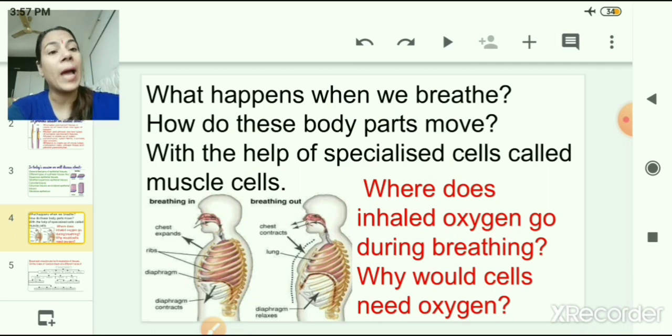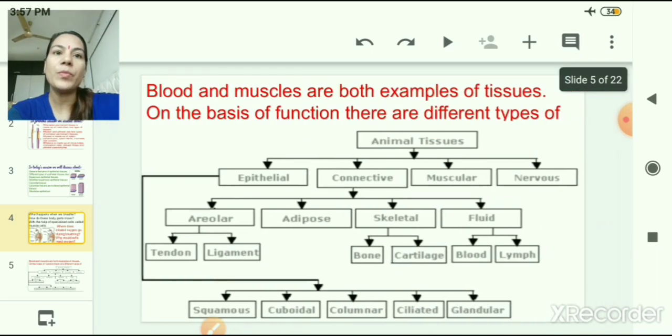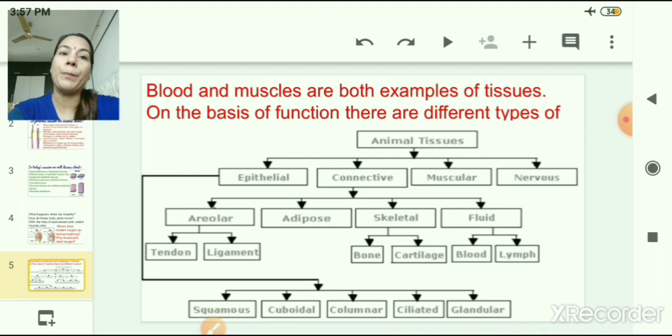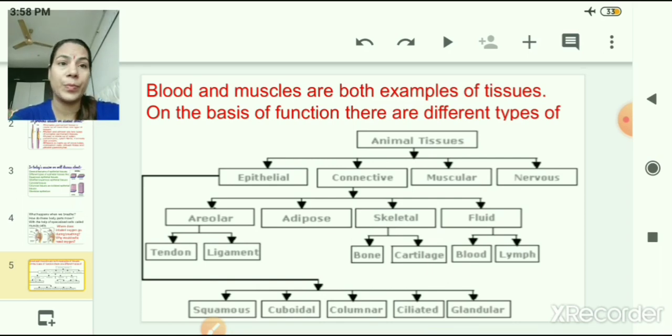And then what happens with this oxygen in the cell? If you remember, children, in our previous chapter, chapter number 5, cells, we studied the functions of mitochondria. You can very easily relate the functions of mitochondria with this breathing process. So we know that blood and muscles are both examples of tissues. On the basis of function, there are different types of tissues. So systematically, animal tissues can be divided into various groups like epithelial tissues, connective tissues, muscular tissues and nervous tissues.